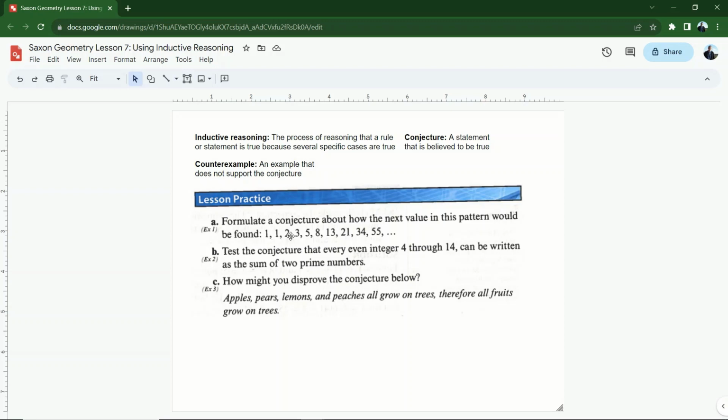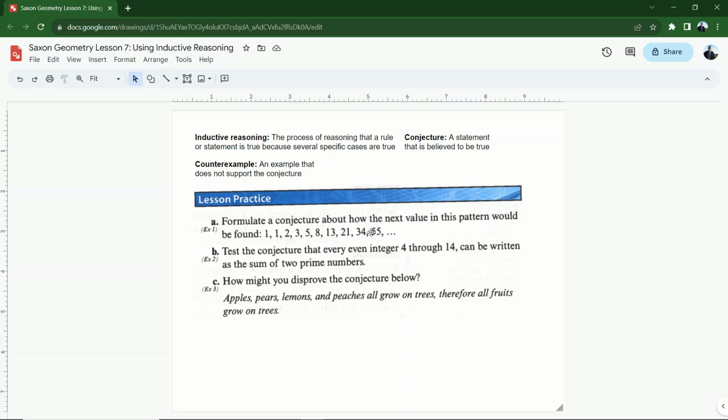1, 1, 2. Well, I notice that 1 plus 1 is 2. 1 plus 2 is 3. 2 plus 3 is 5. 3 plus 5 is 8. 5 plus 8 is 13. 8 plus 13, 21. 13 plus 21, 34. 21 plus 34 is 55. I'll bet we add the previous two numbers to come up with the next term.